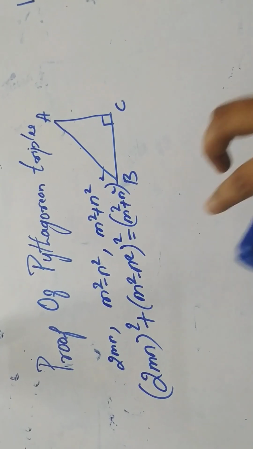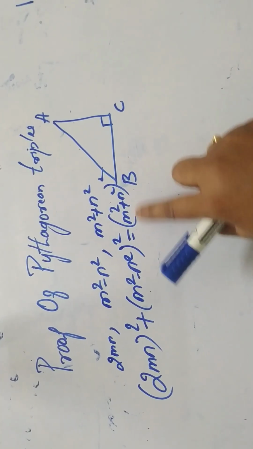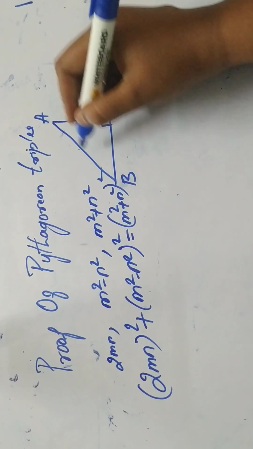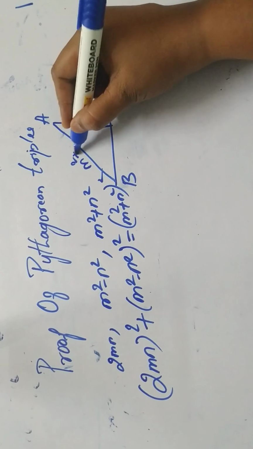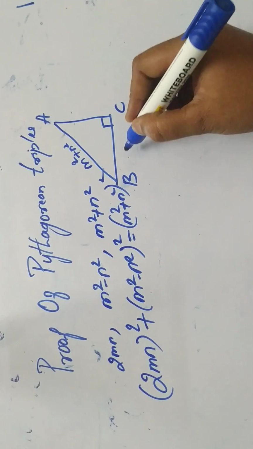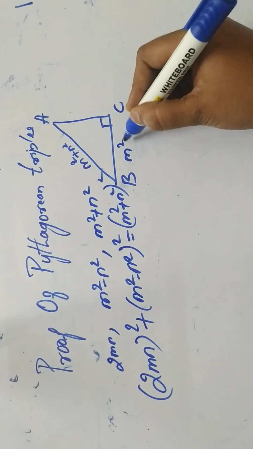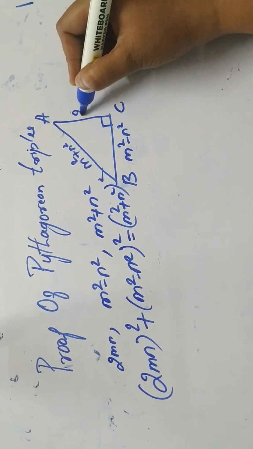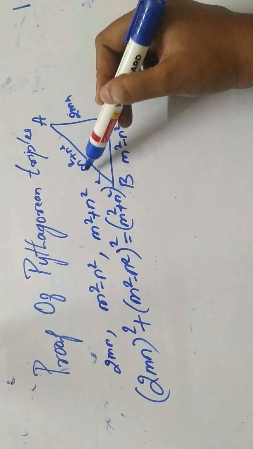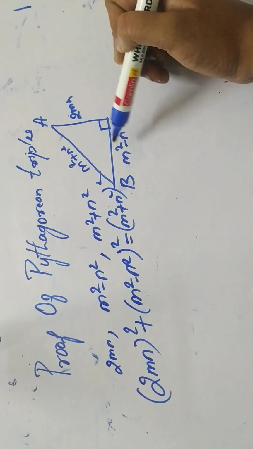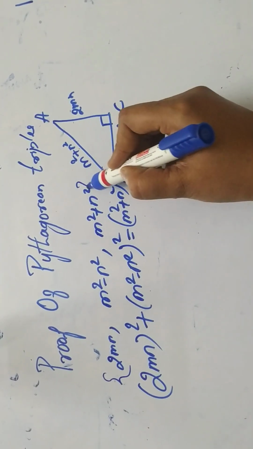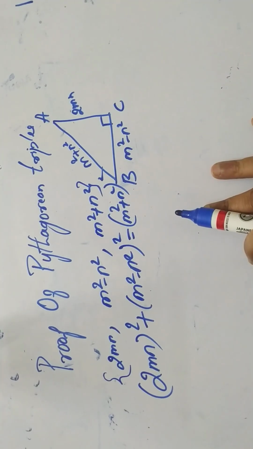So we are supposed to prove this hypotenuse square is equal to sum of squares of other two sides. That means the largest side should be m square plus n square, and let me take this side as m square minus n square and this side as 2mn. When we apply Pythagoras theorem, hypotenuse square is equal to sum of squares of other two sides. So this is what we have, Pythagorean triplet. So we need to prove this.